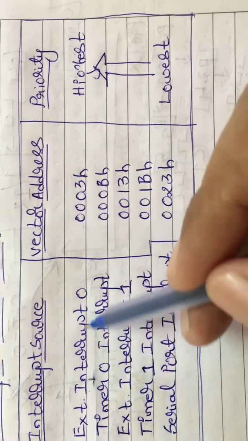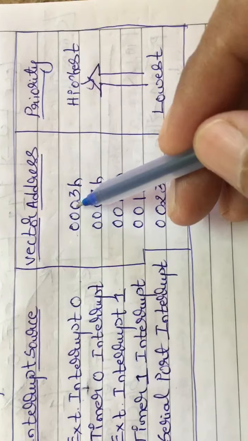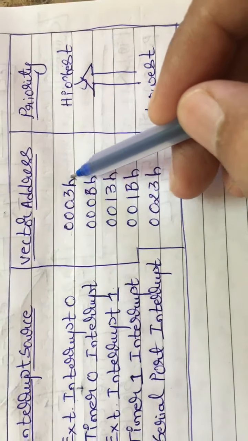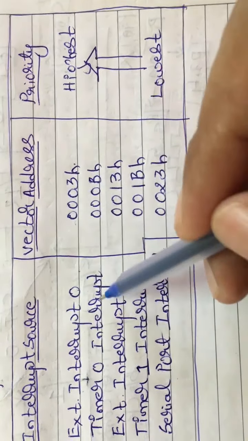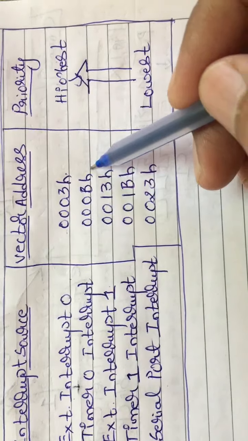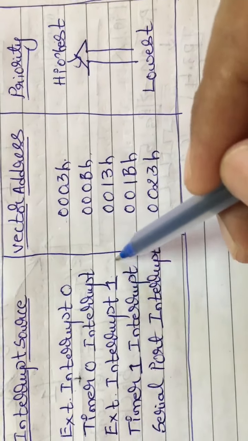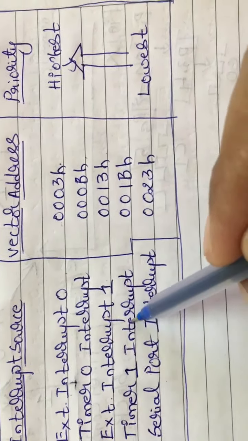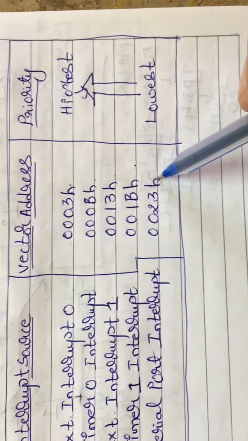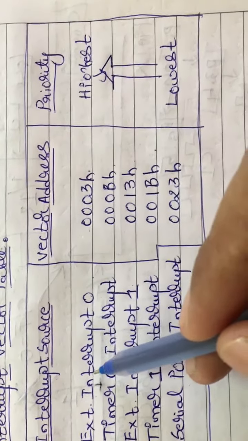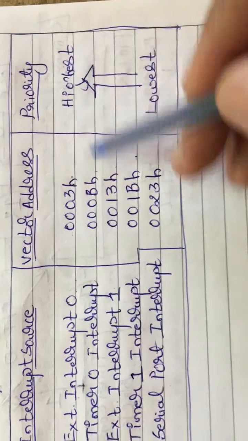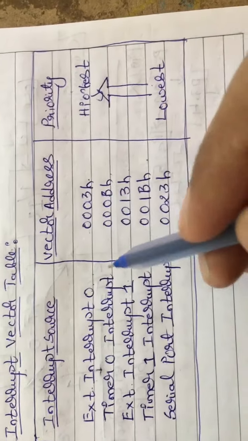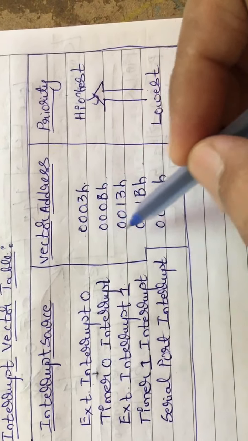For external interrupt 0, the address given is 0003H. For the timer 0 interrupt, the address given is 000BH, like that. External interrupt 1 is 0013H, timer 1 interrupt is 001BH, and serial port interrupt is 0023H. For the priorities, external interrupt 0 is given the highest priority and serial port interrupt the lowest. Please note these addresses very carefully.